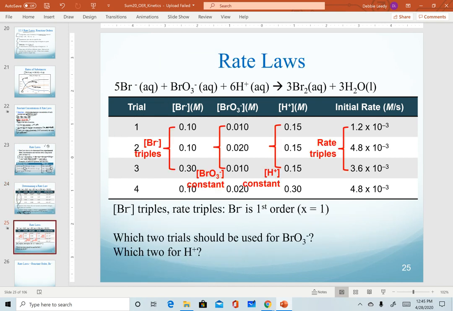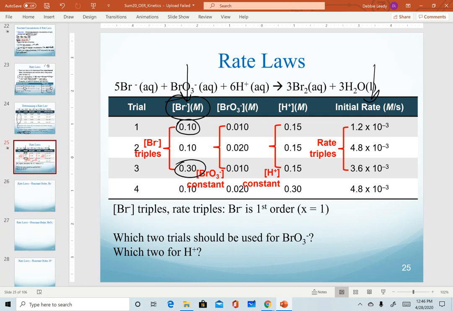So notice in this slide, we have the same table here. When I want to solve for the order of bromide, I'm going to use trials 1 and 3. Because notice that bromide's concentration is changing, but bromate is constant and hydrogen is constant. So again, I want both of these other reactants to be held constant so I can see how the change in concentration of bromide affects the rate of that reaction. On my next few slides, I'm going to go through the setups to solve for this.